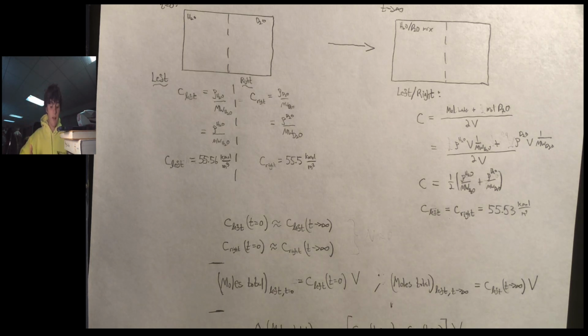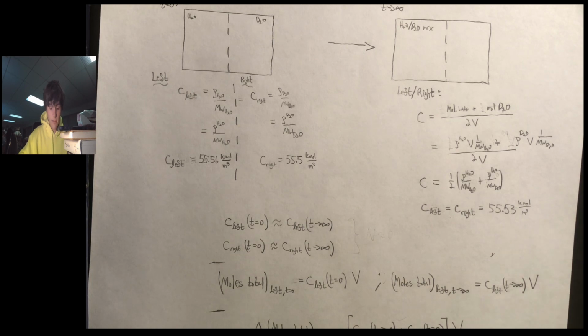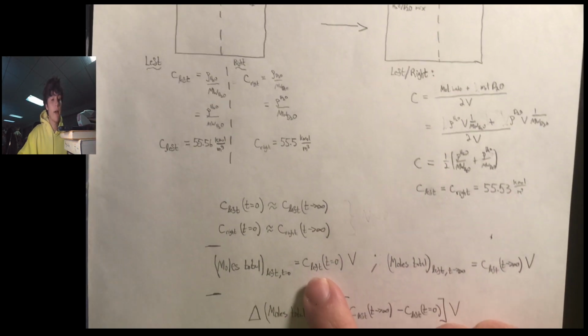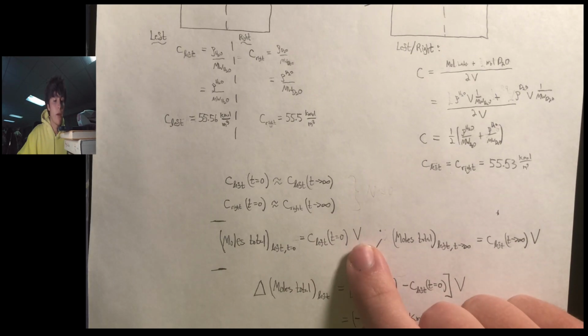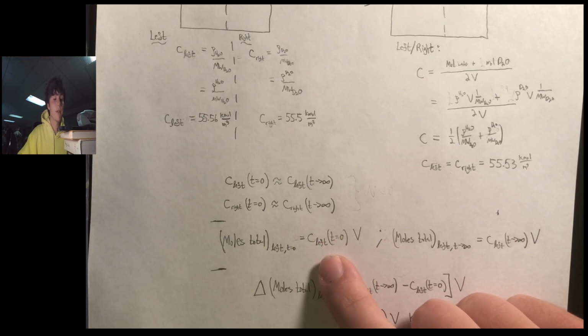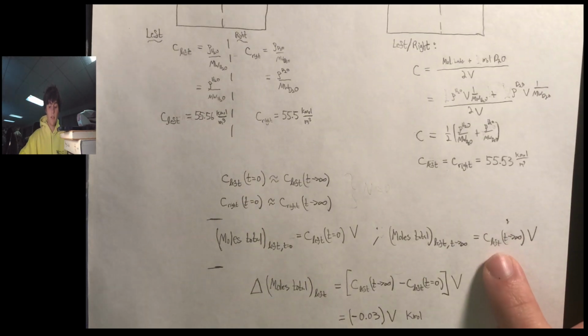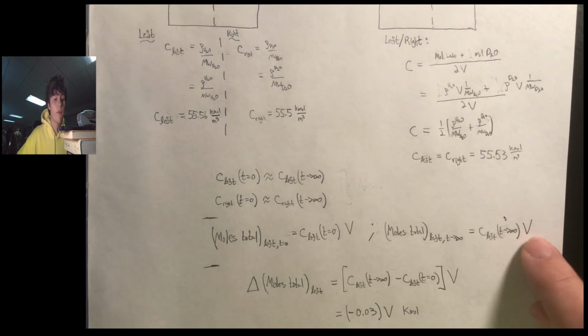So let's analyze the actual number of moles that change on the left-hand side. If we take the total molar concentration on the left-hand side at t equals 0 and multiply it by the volume, that will give us the total number of moles on the left-hand side. Similarly, the same thing for equilibrium: we take the total molar concentration at equilibrium times volume.